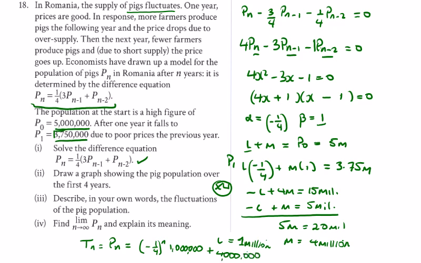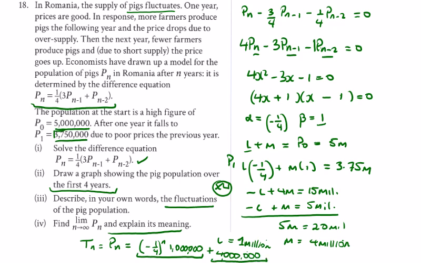So, having solved it, draw a graph for the first 4 years. So let's have a look and then describe the fluctuations and find the limit. So what are they really asking us to do here? The limit of this will tend to 0, so the limit is 4 million.